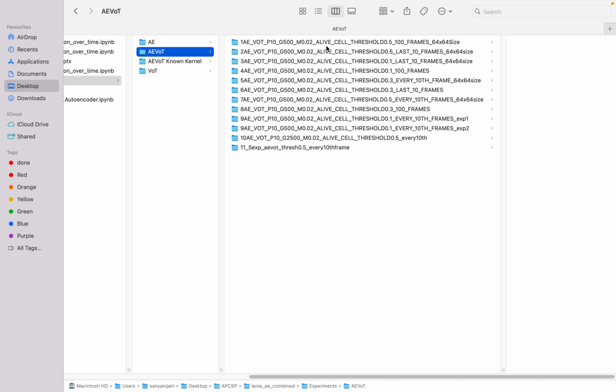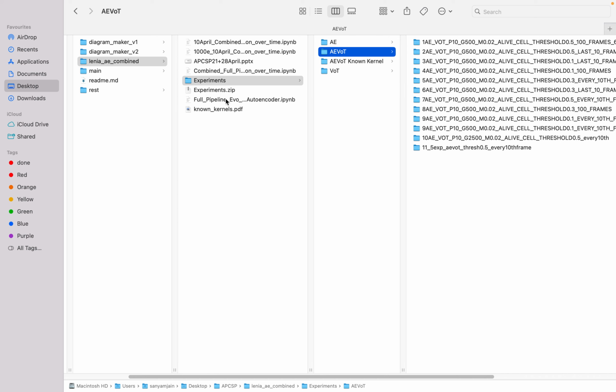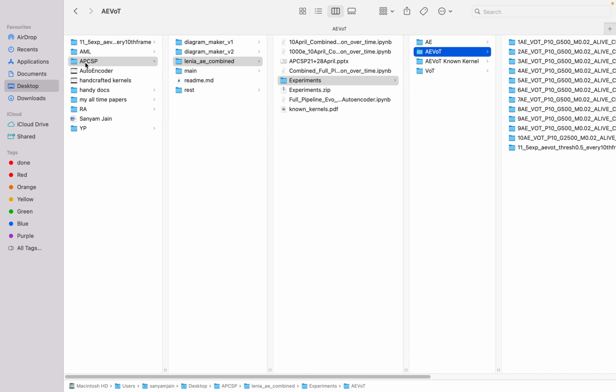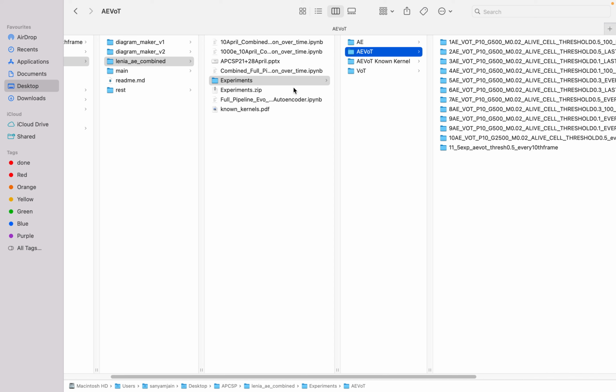the outputs and the linear behavior of basically all these configurations. Okay, and here we have some output of 2500 generations as well. So we are just focusing on the autoencoder variation over time fitness function. The directory structure looks like applied computer science project, linear AE combined, and experiments.